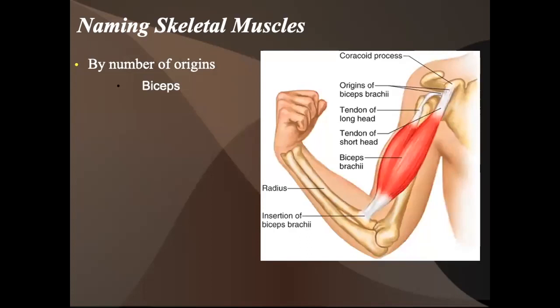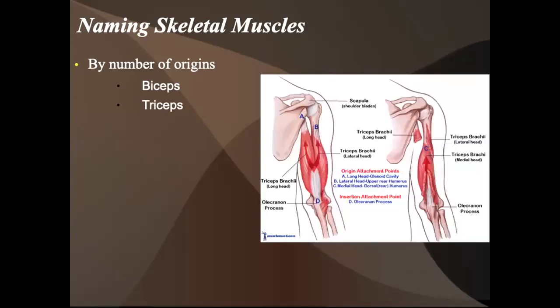Other muscles are named based off how many origins they have. I mentioned this the other day with biceps and triceps. So bi means two. Two heads is what biceps means. So there's two origins to the biceps. One wraps around the humerus right here, and then another one goes up to your shoulder bone, to the coracoid process. And the insertion point you can see right here is on the radius.